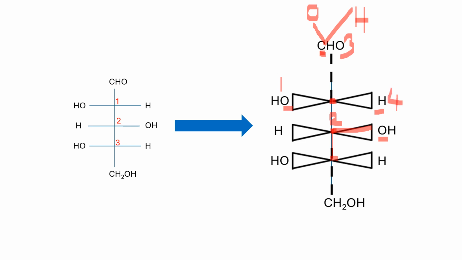Let's check the pattern starting from 1. 1, 2. So it is anti-clockwise, so it can be S. But before we conclude or finalize our answer, we have to consider the position of our hydrogen. Our hydrogen is in front, so we have to revise our answer. This should be R instead of S. So I write it here. My first chiral center is R.